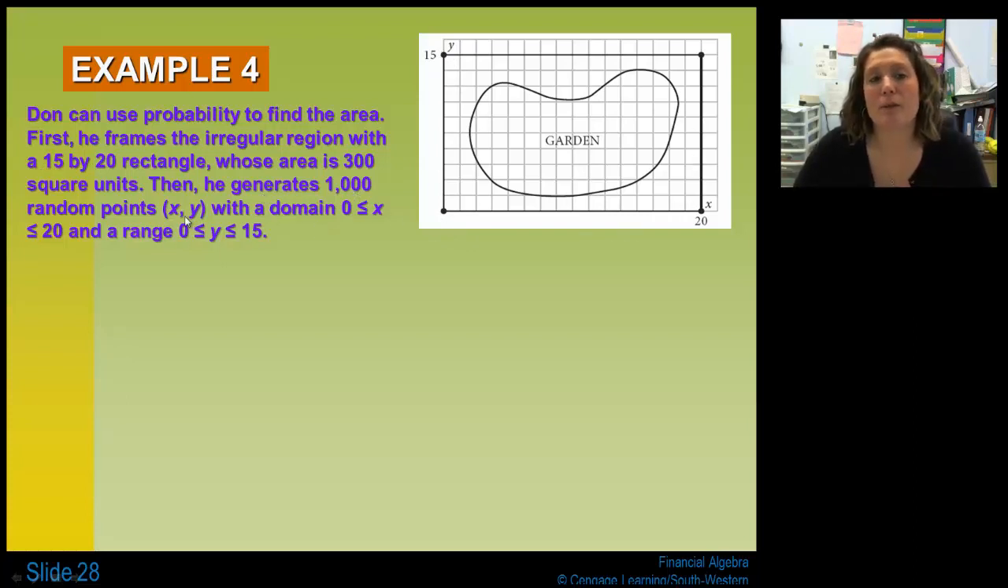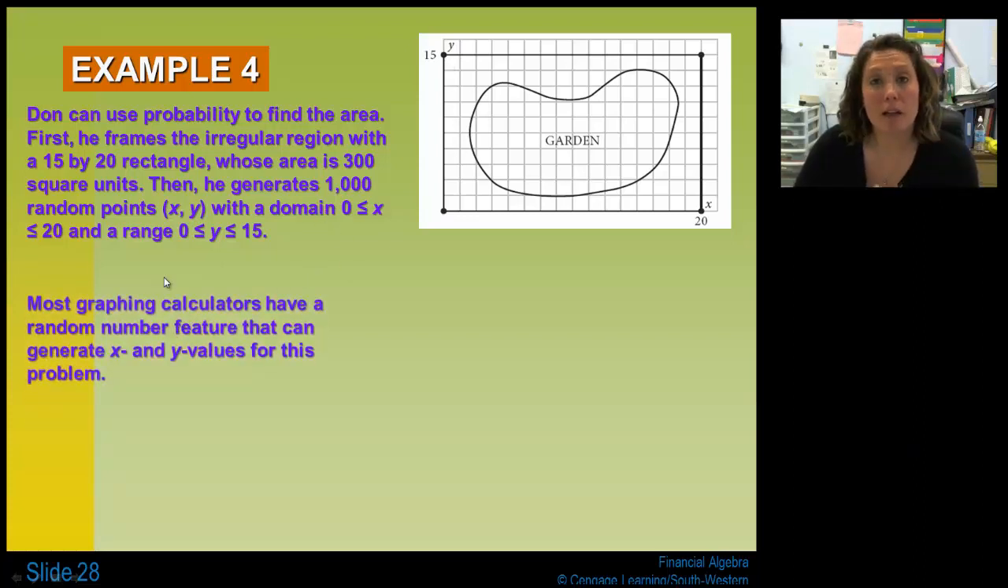He then generates 1,000 random points, so X's and Y's, because as you see here, it's a grid, with a domain from 0 to 20 and a range of the Y's from 0 to 15. So he went from 0 to 20, 0 to 15 here, and generated random points.